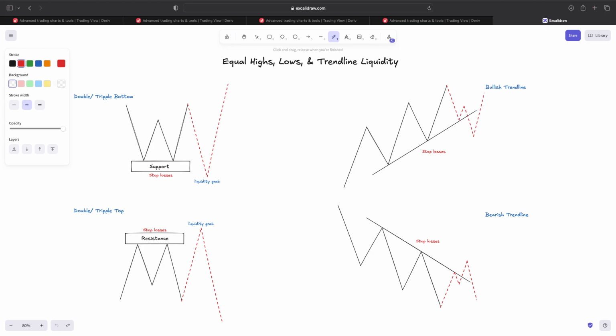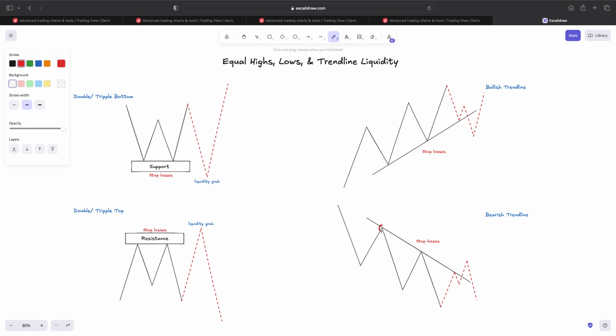And sometimes what can happen is that price can just decide to drop to grab whatever liquidity is also below around this area here. So such areas, again, you need to be aware of them, so that you don't get trapped on the wrong side of the market. The same is true in terms of a bearish trend line.